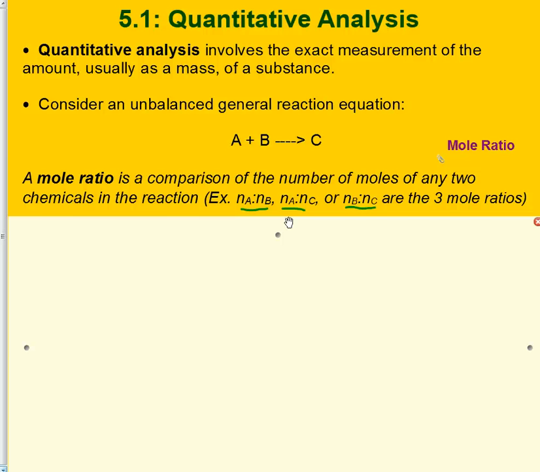And so this mole ratio for all of our students now is something we need to understand. It's a comparison of not mass, but the number of moles of, for example, A to B, maybe A to C, or maybe B to C. There'd be 3 possible mole ratios in this reaction. Let's look at an example of a chemical reaction, and let's see if we can determine what the mole ratio is there.